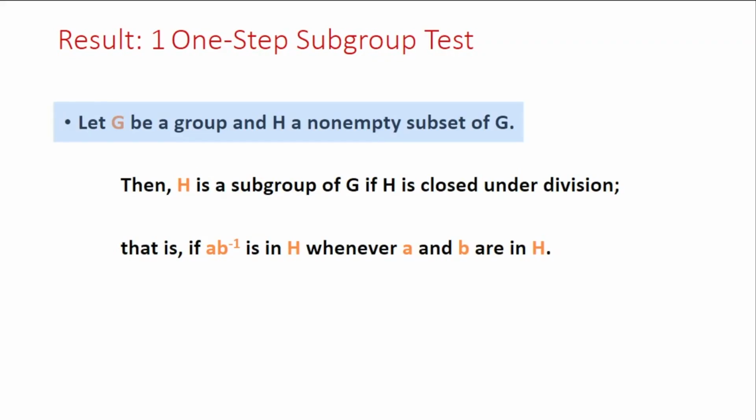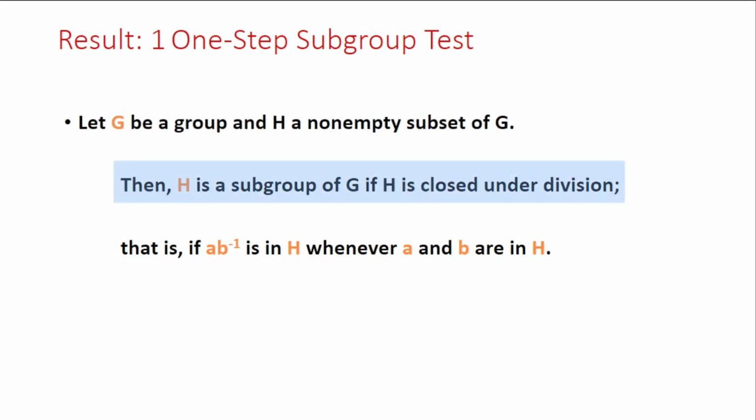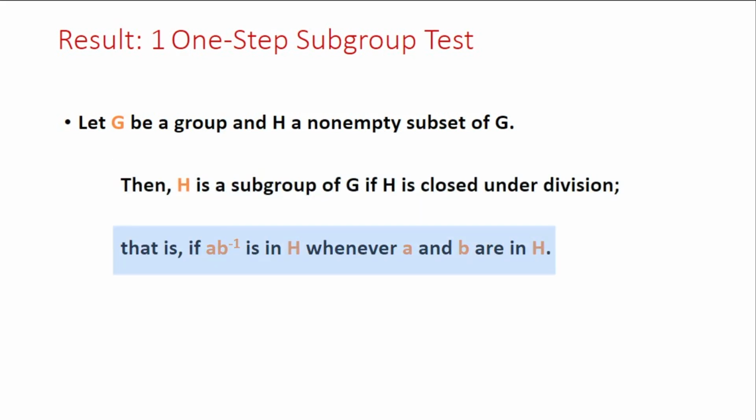When determining whether or not a subset H of a group G is a subgroup of G, one need not directly verify the group axioms. The next three results provide simple tests that suffice to show a subset of a group is a subgroup. Let us see result 1 first. One-step subgroup test. Let G be a group and H a non-empty subset of G. Then H is a subgroup of G if H is closed under division, that is, if ab^-1 is in H whenever a and b are in H.